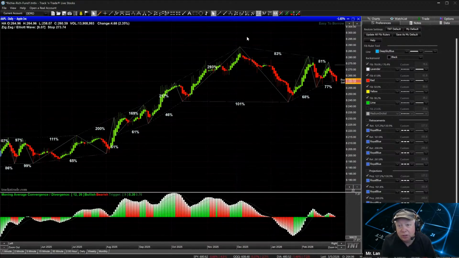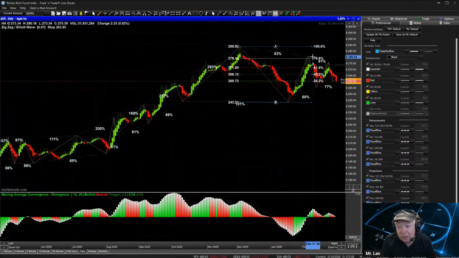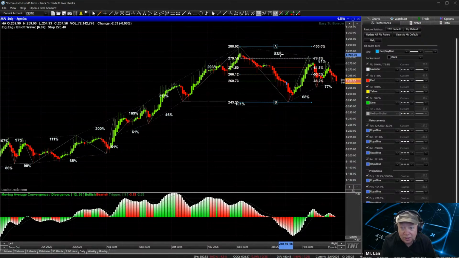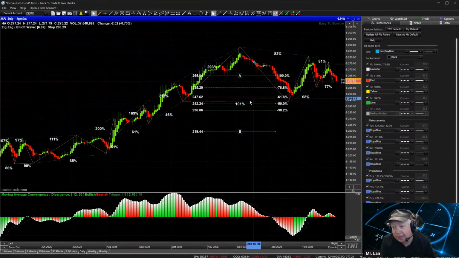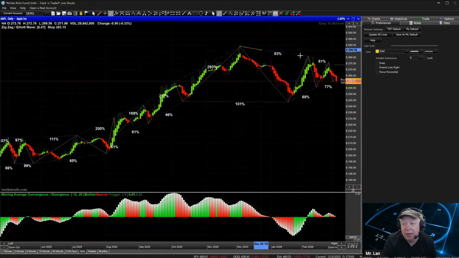So if we take our Fibonacci ruler, go from the top to the bottom, it pulled back to, on the Fibonacci ruler, the ruler just says 78.6. And you say, well, it went a little bit past. Well, the zigzag tells you it was exactly 83%. So that's pretty cool, right? And then you can see all the little patterns that it makes. It helps you identify those recurring price patterns.